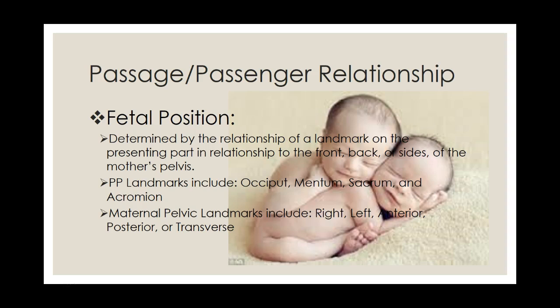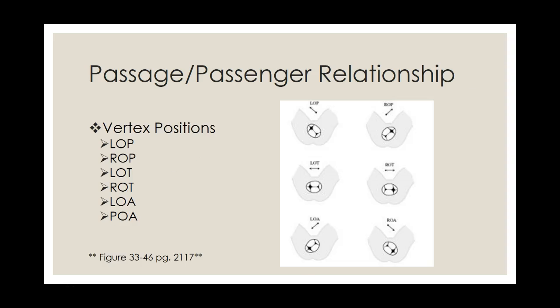Couple of things to note. If the landmark that we are talking about is the occiput, then the baby is in a vertex presentation. If the landmark we're talking about is the mentum, then the baby would be in a face presentation. And obviously sacrum is breech and acromion is shoulder. So let's look at some of these pictures. You will see these again, so pay close attention.